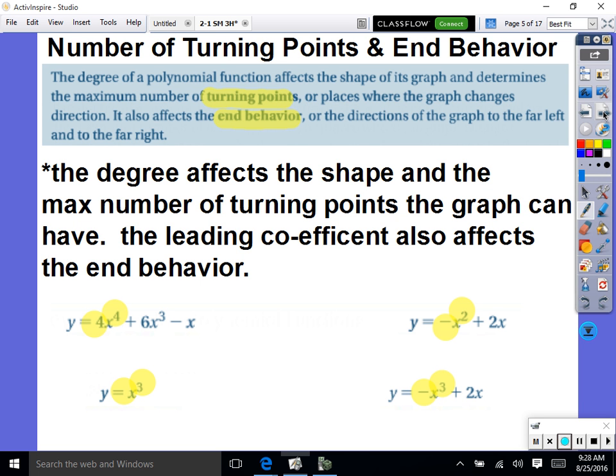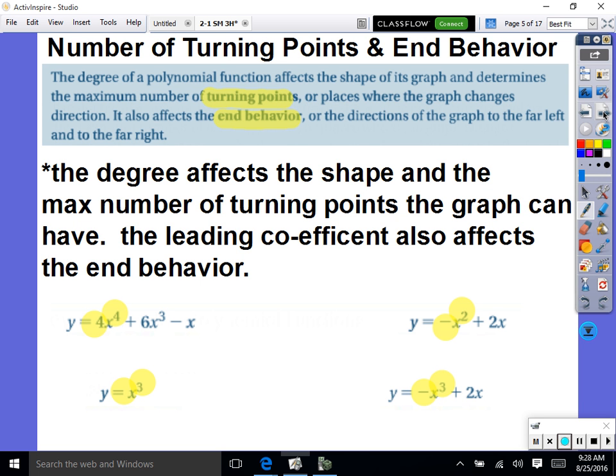So the degree of a polynomial function affects the shape of its graph, which makes sense. If it's quadratic, we know it's a parabola and it's a smiley face, right, everybody? Or a frowny face, depending. So continuing that, it also determines the maximum number of turning points. Right now, that's not going to quite make sense. When we get to the examples, it will.